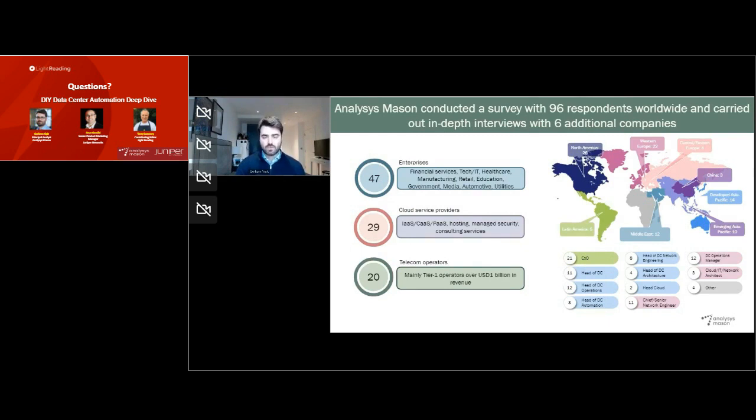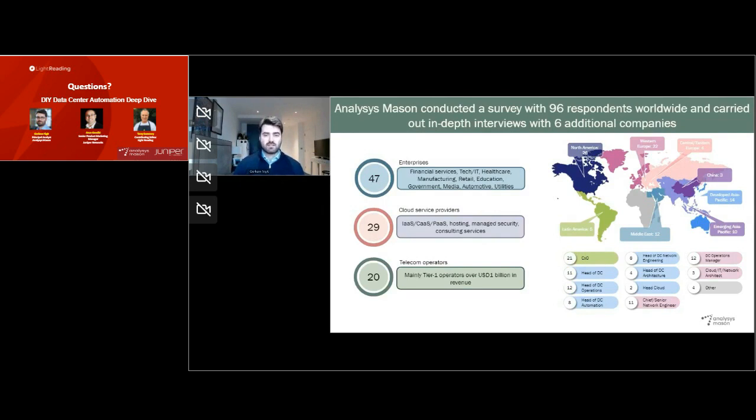Our focus on the cloud service providers was not on the major players, such as AWS, Google, and Microsoft, but rather the smaller scale, more regional type of players providing cloud and data center services. For the telecom operators, these were typically the large tier 1 operators with extensive mobile and fixed network and data center assets. And in addition to this online survey, we also conducted deep dive interviews with senior decision makers from each of these segments.